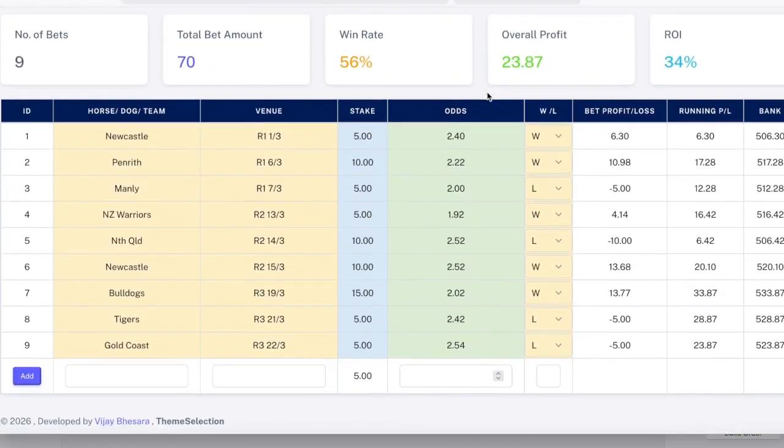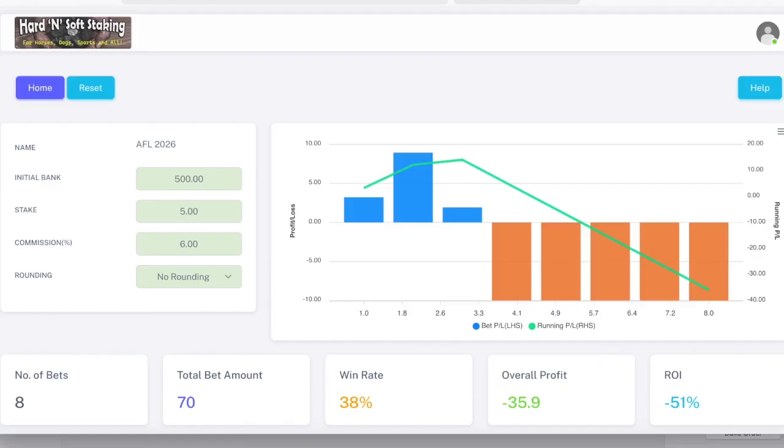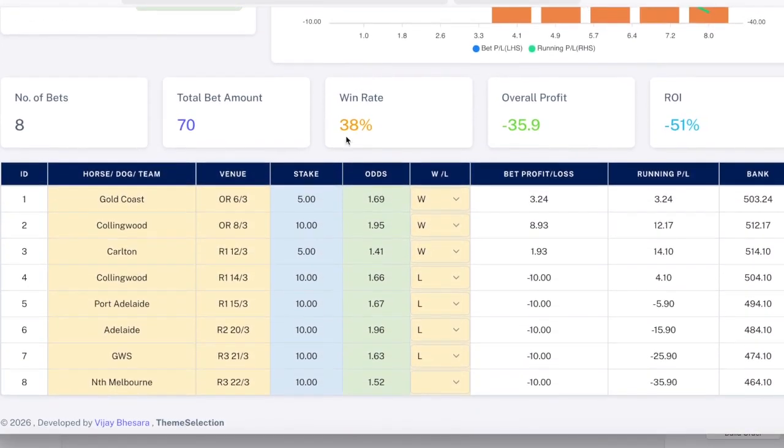Now we can see these are the bets so far. First round did quite well, 2 wins, 1 loss. Second round we can see 2 wins, 1 loss. Third round, 1 win, 2 losses. Overall, doing pretty well. The AFL has not got off to as good a start. Started off quite well. The last little while hasn't been so good, but I do expect that to come back.